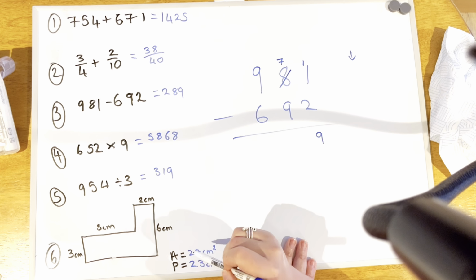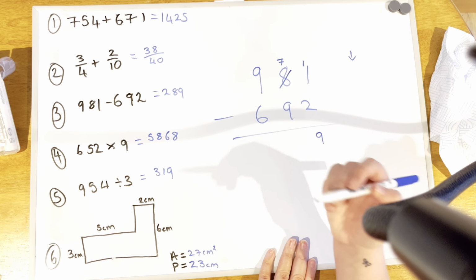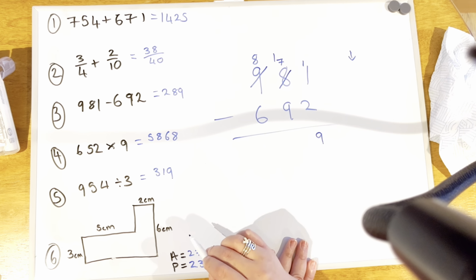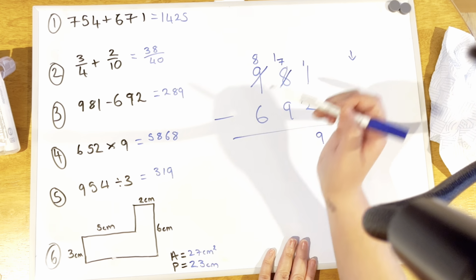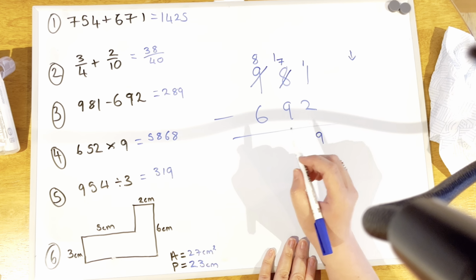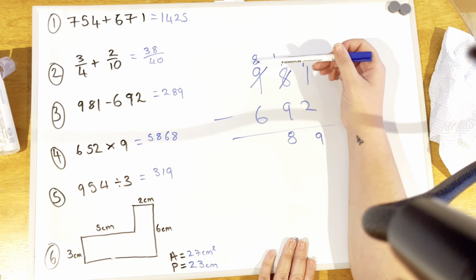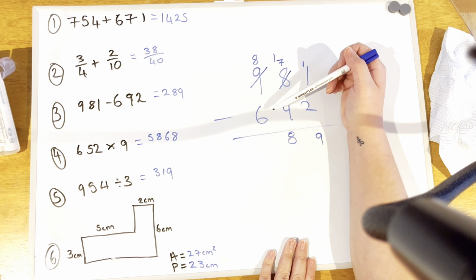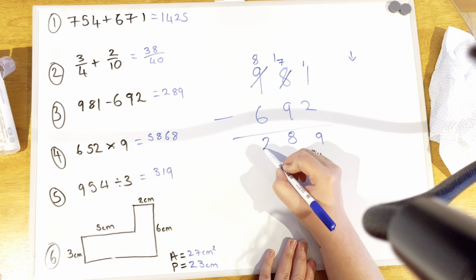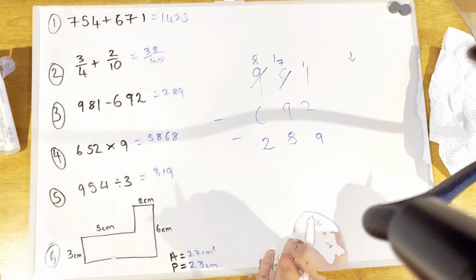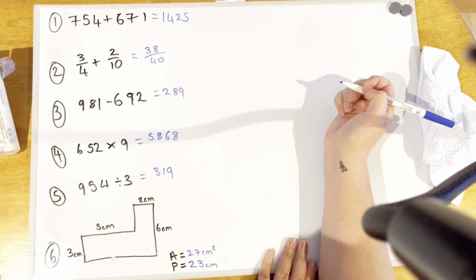70 take away 90. Can we do that? No. So again, we need to exchange from our hundreds, and we pop it over there. This is now 170 take away 90, which is 80. And then we need to do 800 take away 600, which is 200. So our answer is 289. Okay, let's have a look at our next one. Number 4.